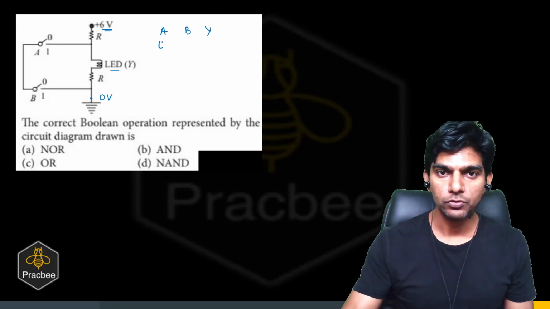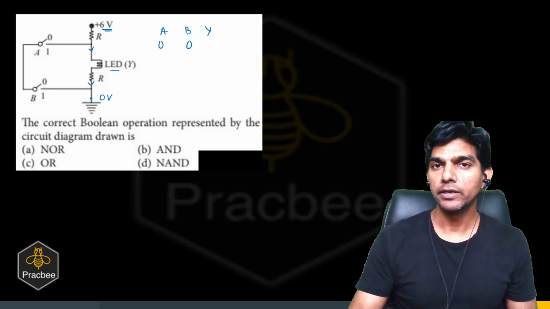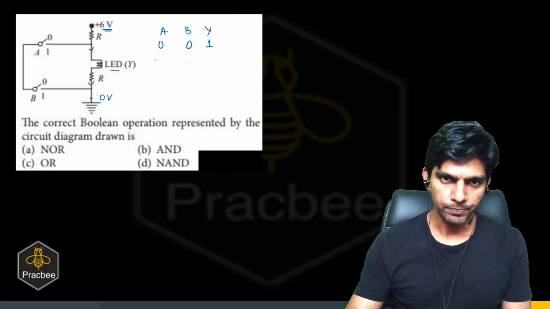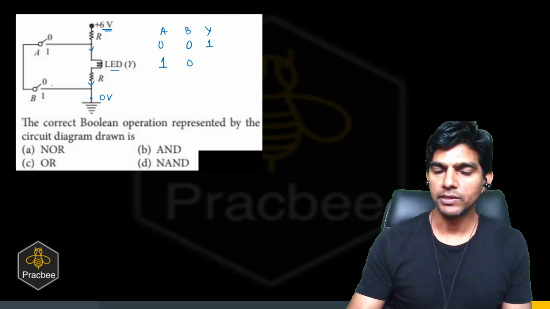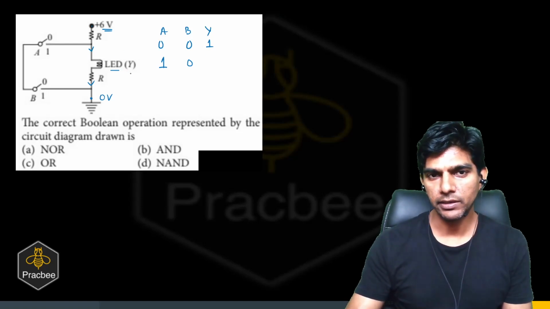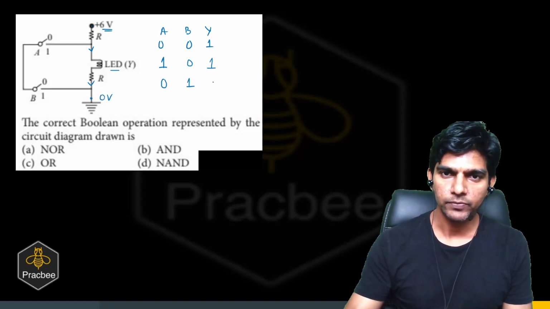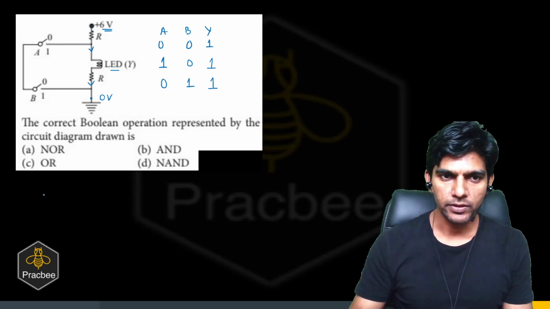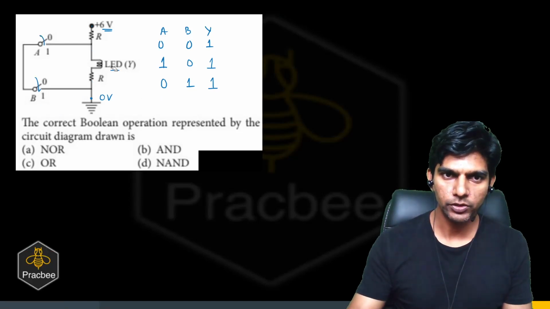So if both the switches are open, then can you see the current will flow through the LED. If the current is flowing through the LED, the output will be high. Now, let us say A is closed and B is open, so A is high and B is low. In that case, there will be no change. The current will still keep flowing in the LED and we'll get a high output. If A is low and B is high, again we will get the same scenario. The LED will glow.